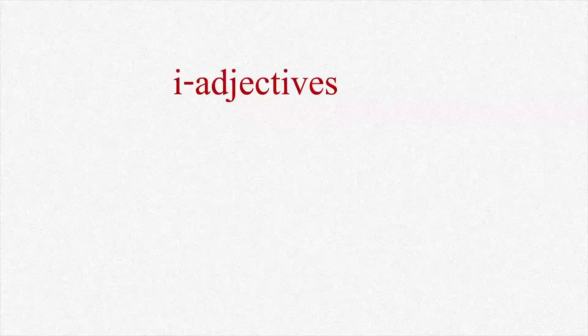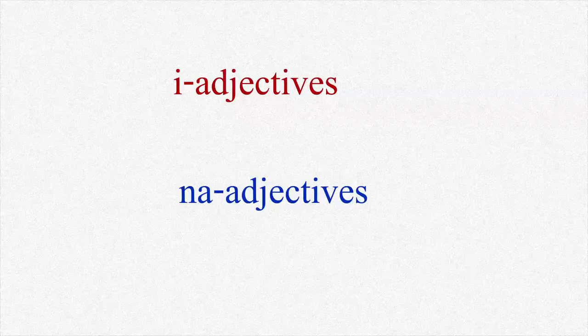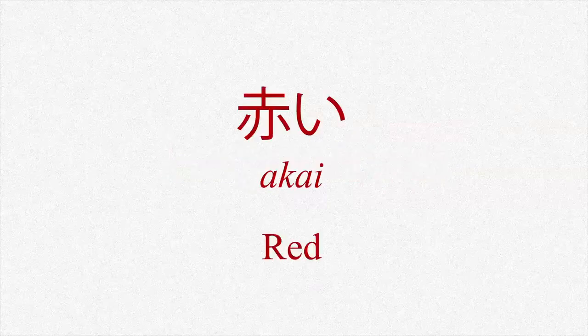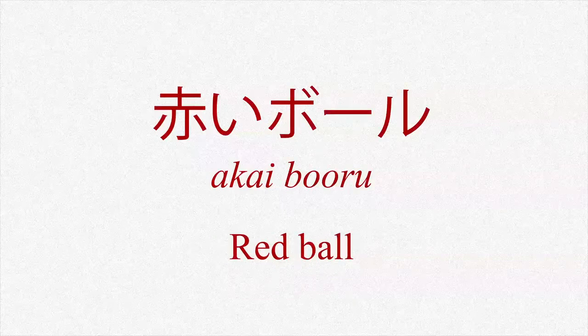First, let's talk about adjectives. There are two types of adjectives, and the two types are conjugated differently. The two types are i-adjectives and na-adjectives. I-adjectives are easier to understand because, at least at first glance, they are similar to adjectives in English. They go before the noun they're modifying, and that's all you have to do. For example, this adjective means red. Putting it before ball creates red ball.